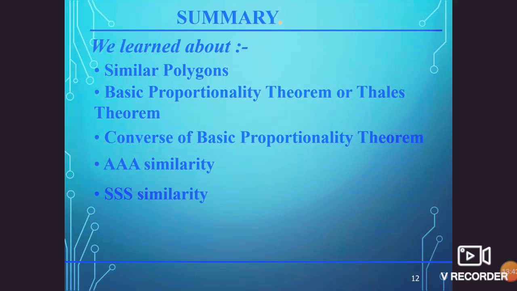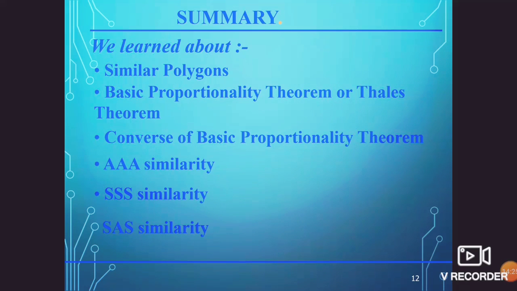Next, we have learned about the SSS similarity criterion. It says that if all the corresponding sides of two triangles are in equal ratio, then those two triangles are similar to each other. Lastly, we have learned about SAS similarity, which says that if any two sides of two triangles are in proportion, then we have to check the angle between them. No other angle, but if the angle between them is also equal, then by the SAS similarity criterion, they are also similar.